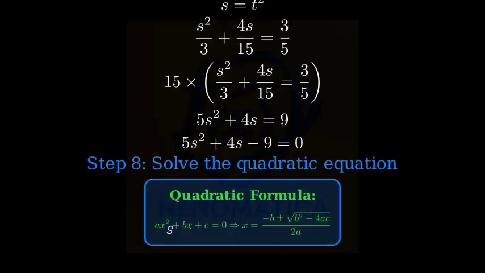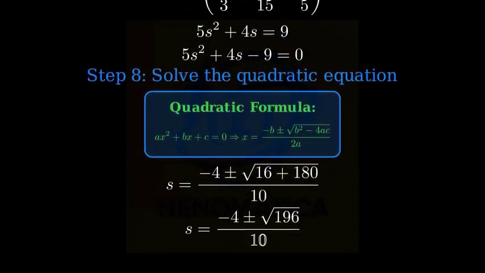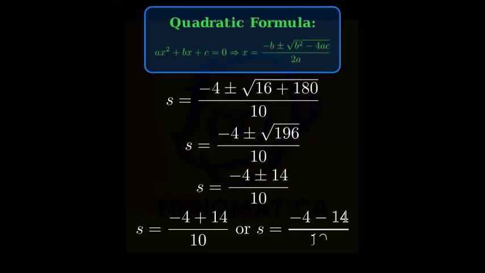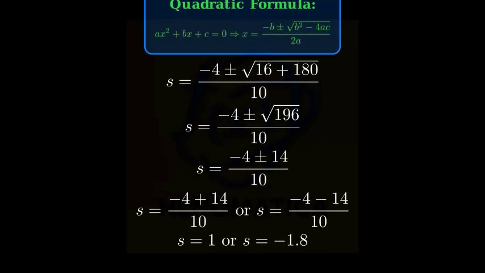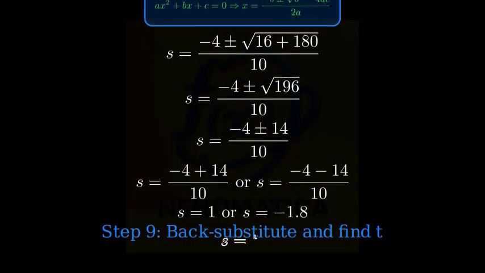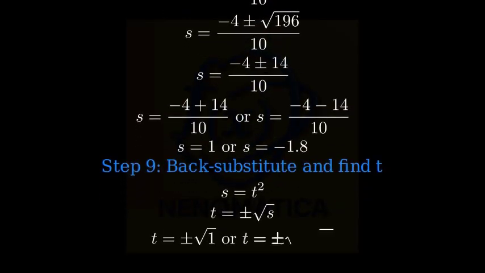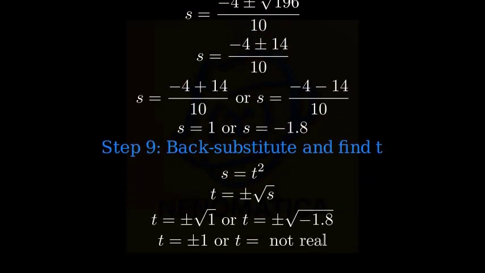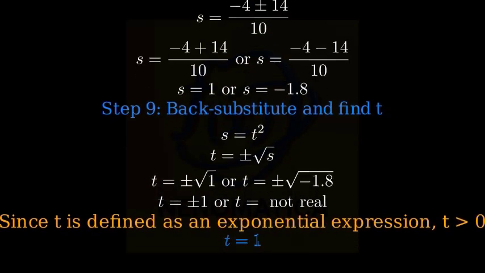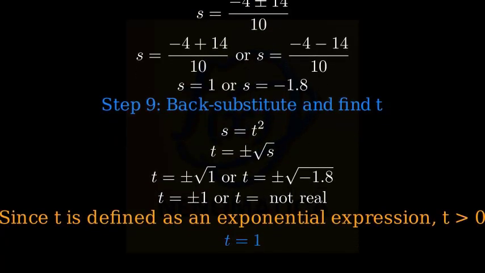For the equation a s squared plus b s plus c equals 0, s equals negative b plus or minus the square root of b squared minus 4ac, all divided by 2a. Now we need to back substitute to find t and then x. Remember that s equals t squared, so t equals plus or minus the square root of s. Since t was defined as 3 over 5 raised to a power, and bases in exponential expressions are positive, t must be positive. So for s equals 1, t equals 1. And for s equals negative 1.8, there's no valid value of t, since t can't be imaginary in our context.